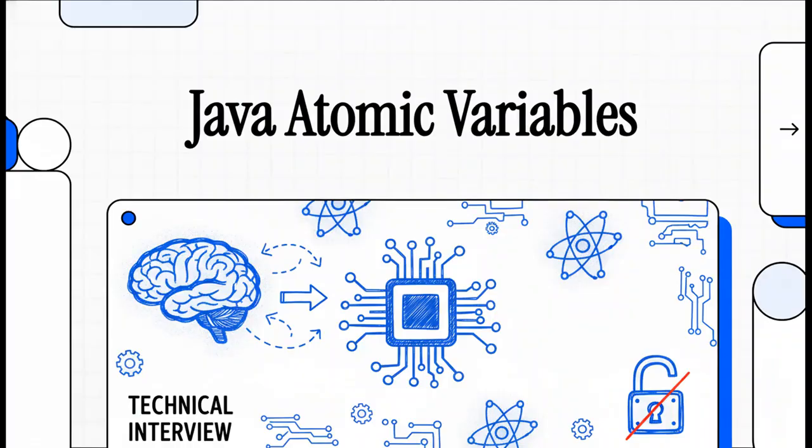All right, if you're a Java developer, you already know that concurrency questions can absolutely make or break a technical interview. So today, we're going to deep dive into one of the most important tools you have for multi-threading, Java's atomic variables. Let's get right into it.